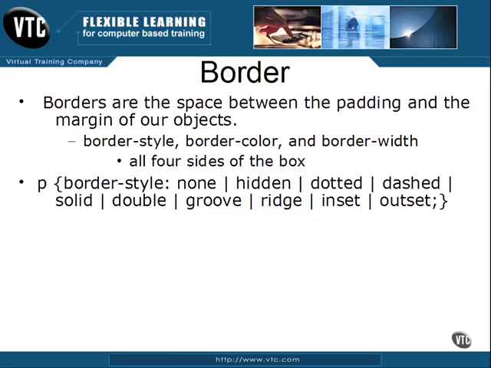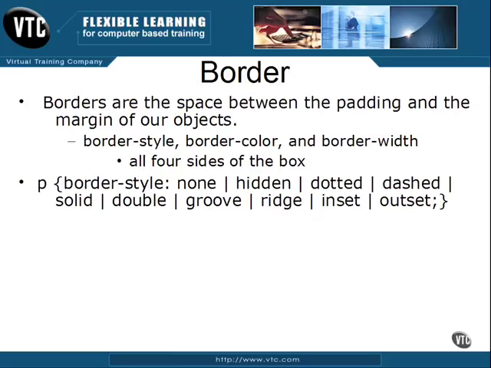Then the dashed will make it show up so that it's dashed lines. Solid, the line will be solid. Double, we will have 2 lines in the place of 1. The next 4 are going to be a little bit different depending on which browser you're working with. With groove, it will look like you have a groove in the page, as if it's being carved out of the page. The ridge will typically look like you have a raised edge that goes around.